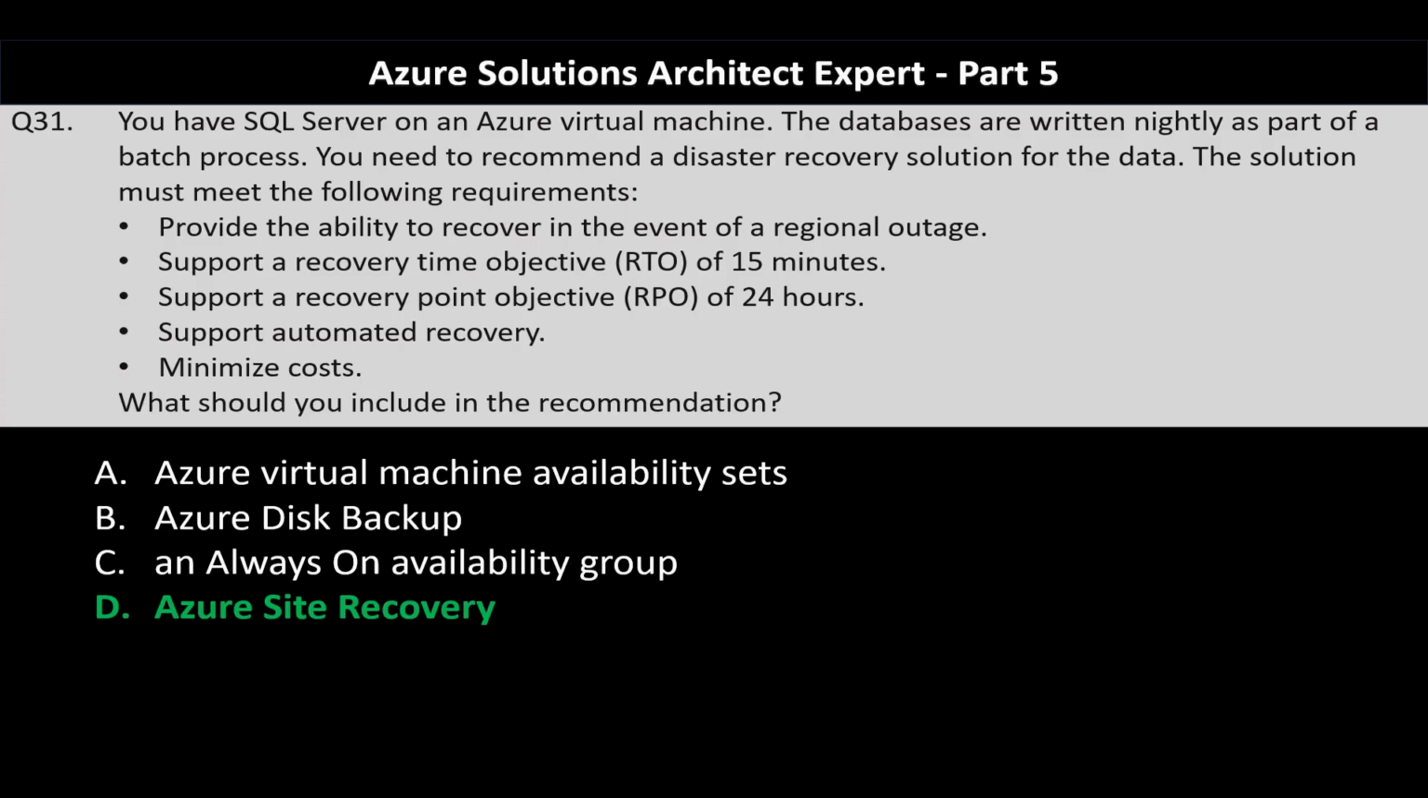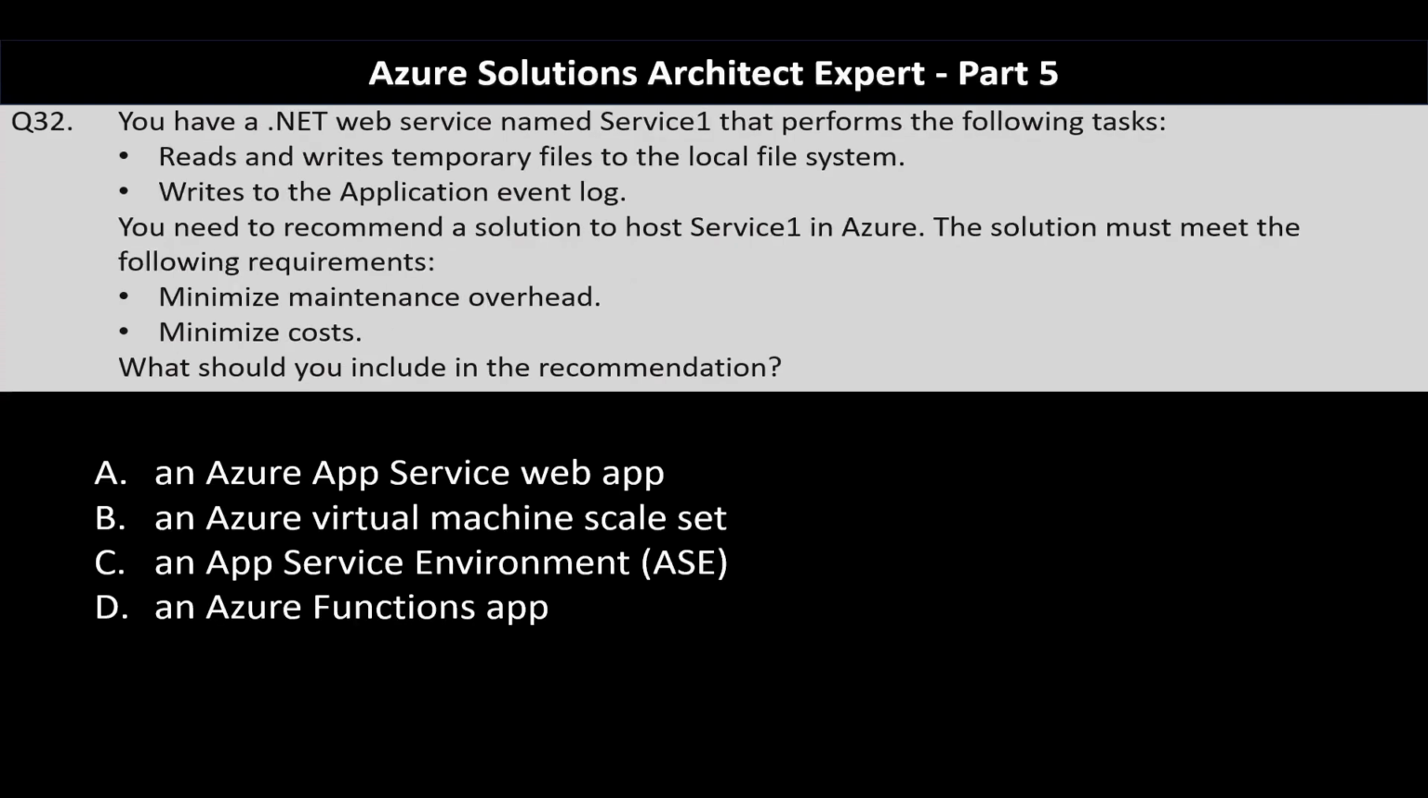case. Next question. You have a .NET web service named Service 1 that performs the following tasks: reads and writes temporary files to the local file system, writes to the application event log. You need to recommend a solution to host Service 1 in Azure. The solution must meet the following requirements: minimize maintenance overhead, minimize costs. What should you include in the recommendation?